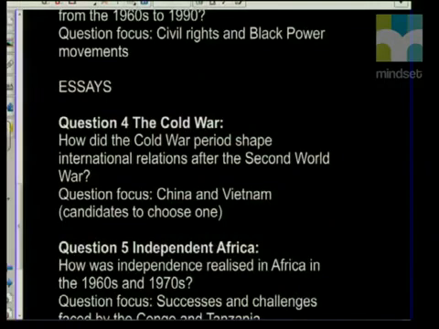So question 4 will be the Cold War. The focus there will be China and Vietnam. Now what happens is that you have to choose one. These alternate annually, so it can be China this year and then the following year Vietnam. You need to familiarize yourselves with that as well.